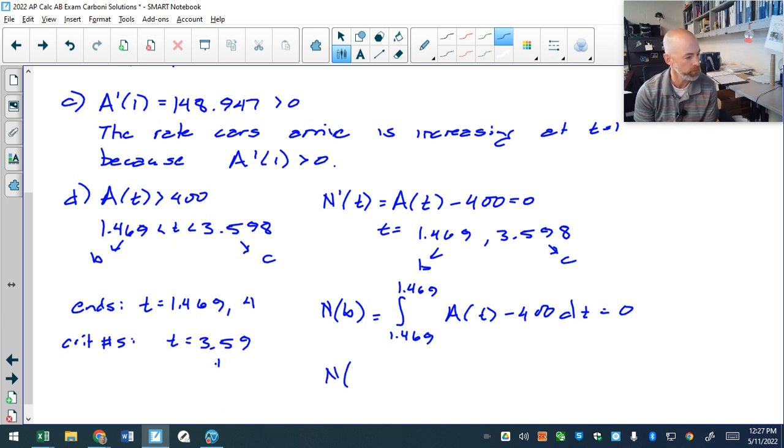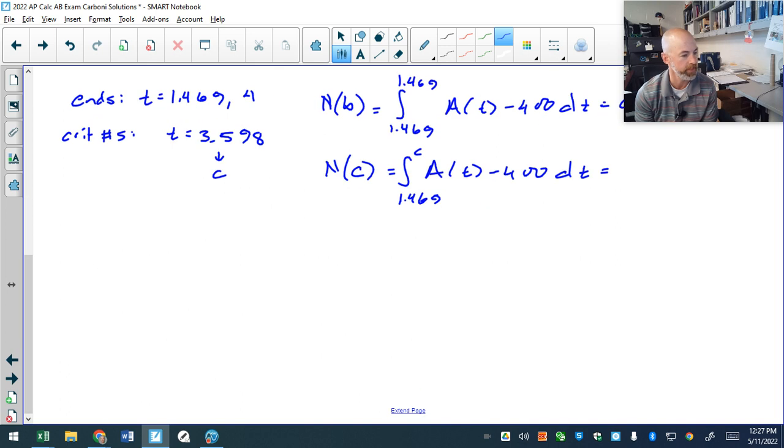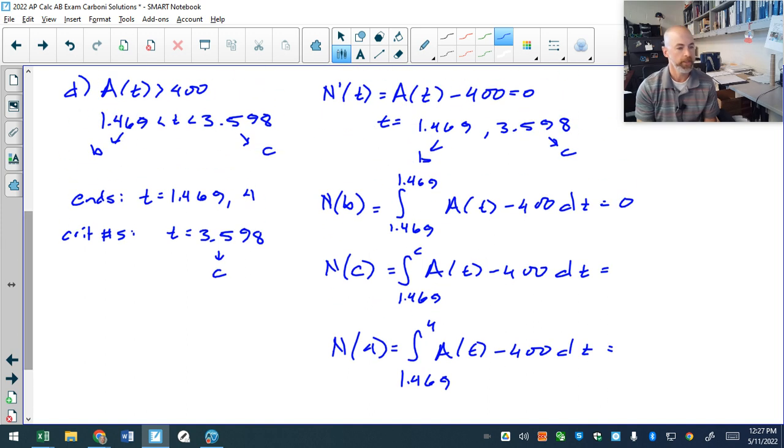My number of vehicles at my critical number, which was stored for C, 3.598, would be the antiderivative from 1.469 to that value of C. And we will go to the calculator and figure that out. And I'm going to go ahead and set up my last antiderivative before I go to my calculator. That will be the number of vehicles at time 4, which will be the antiderivative from 1.469 to 4 of A of t minus 400. And now we will punch these last two into the calculator to get our number of vehicles at each of those times.